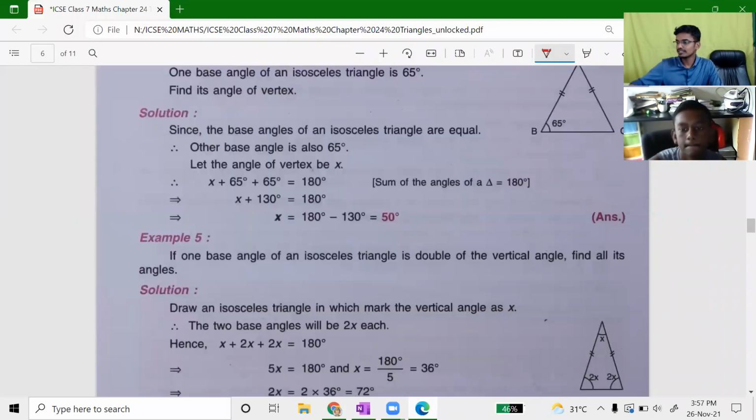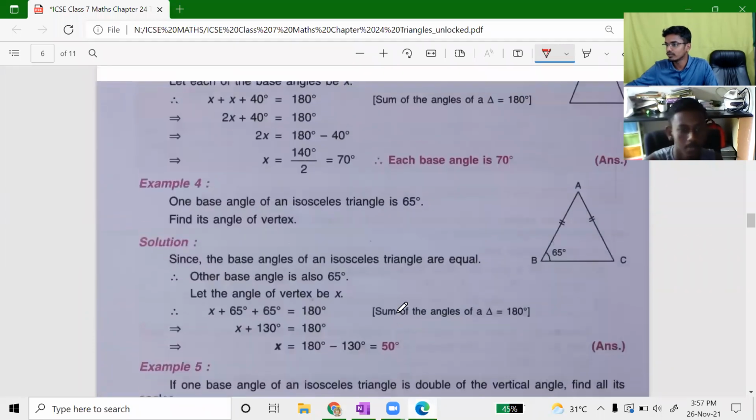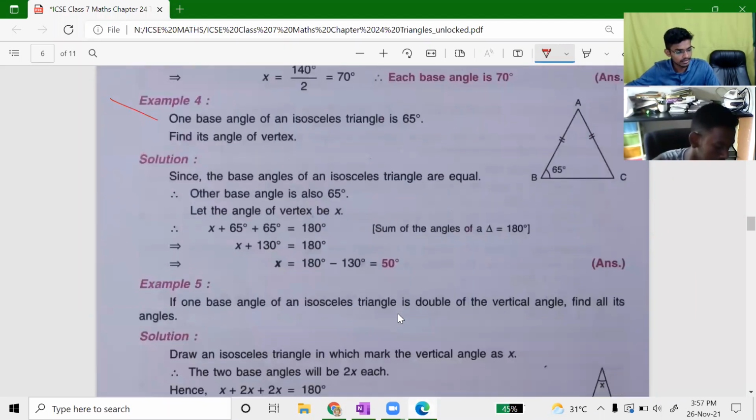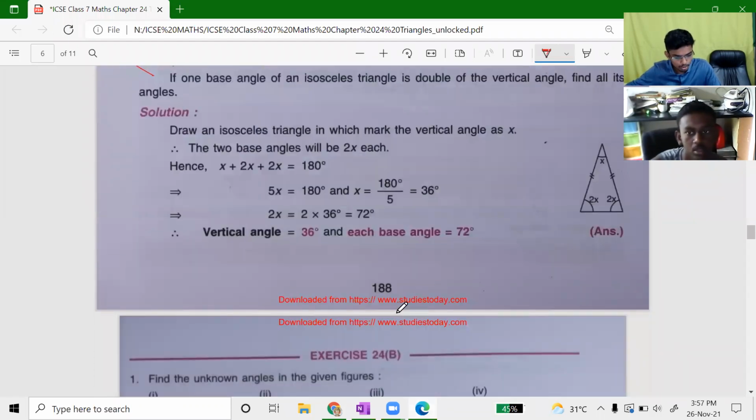Just go through these examples, few examples they have given us, like example number 3, example 4, and example 5. Just go through it. If you can understand anything, then it is good. If you are not able to understand, then let it be. I will teach you in the next lecture. And here we are running out of time. Only 2 minutes are left.